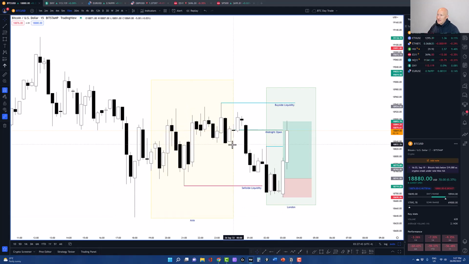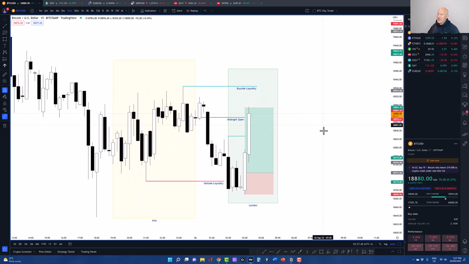So you can see this is the candle at midnight. We just run that across and that gives us our midnight open. And then we have our London Open or our London Killzone, which is from 2 o'clock till 5 o'clock.